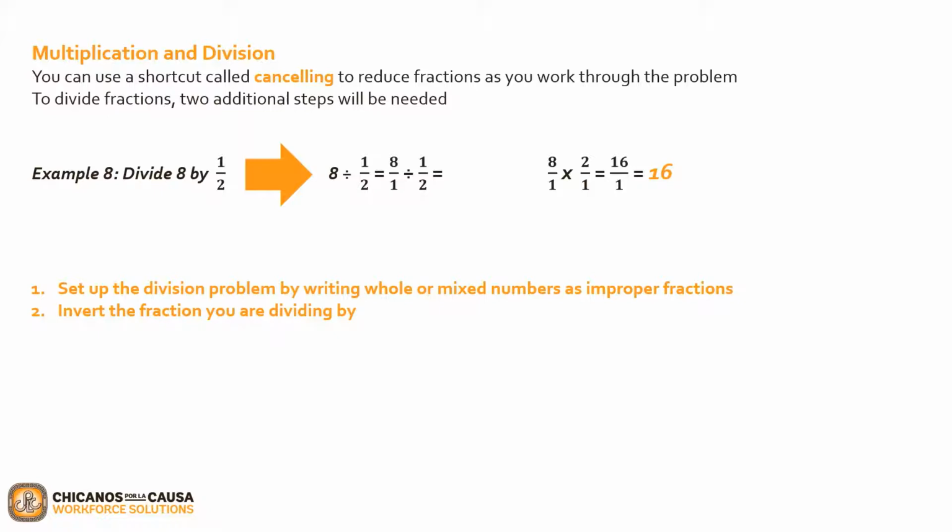Now, one of those additional steps is to invert the fraction you are dividing by. The fraction that we're dividing by is, of course, 1 over 2. So what inverting means is that you're going to flip it so that the denominator is now the numerator and the numerator is now the denominator.